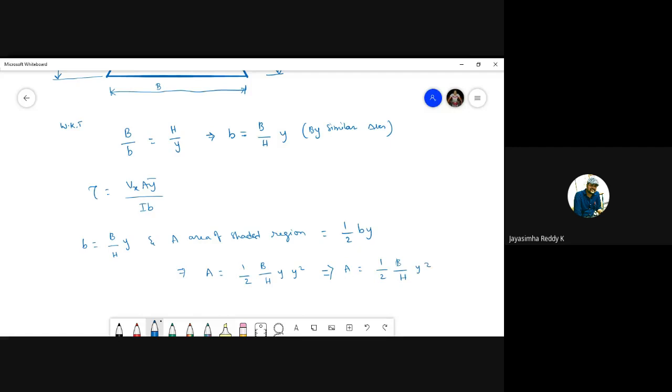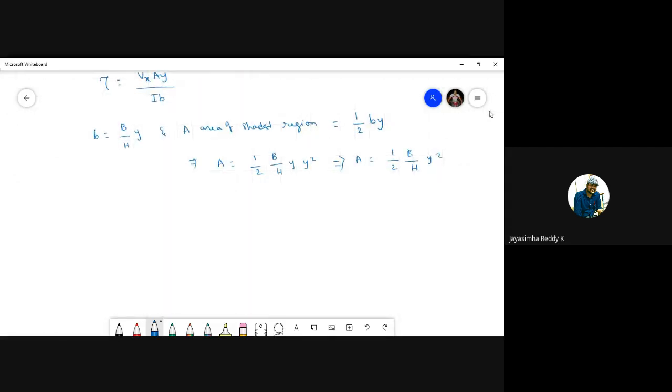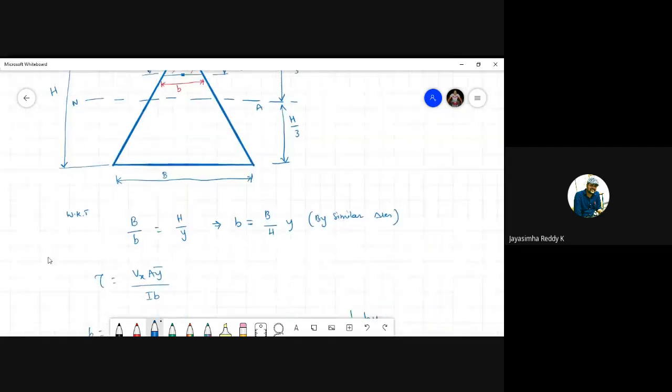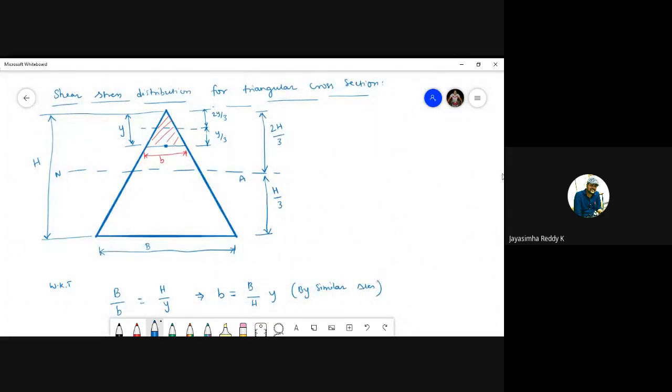Okay students, so now let us keep this aside. So what is y bar, students? Y bar is the distance of the centroidal axis of the shaded region to the neutral axis of the section. Is it right? This is what y bar is. So y bar, see here: this is the neutral axis of the shaded region, this is the neutral axis of the entire section. This part is nothing but y bar.